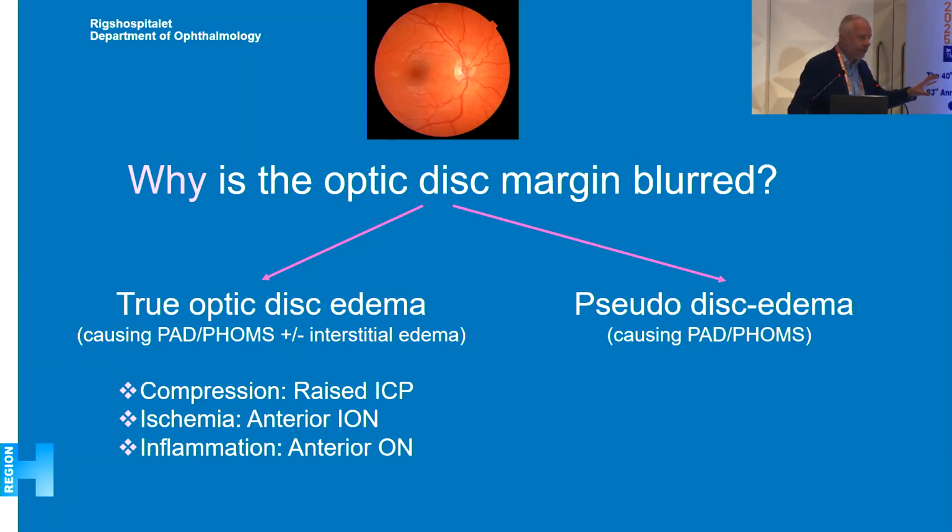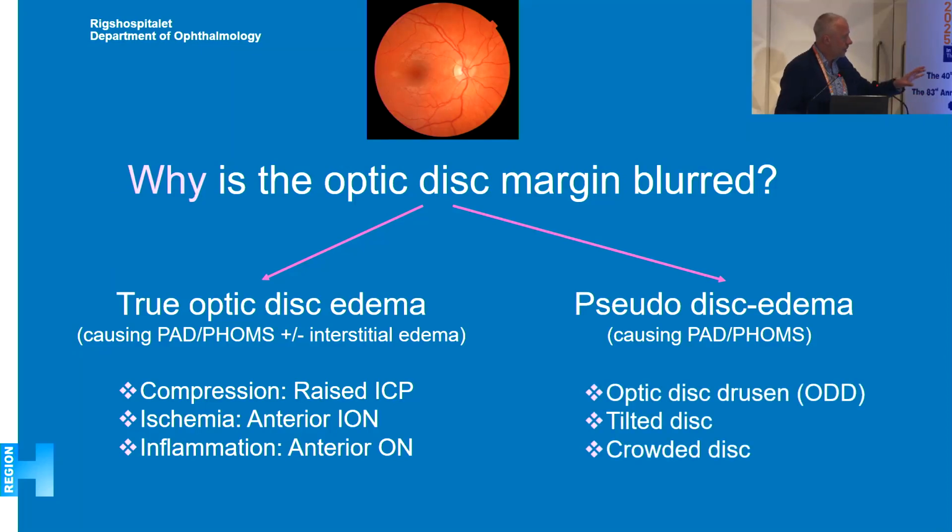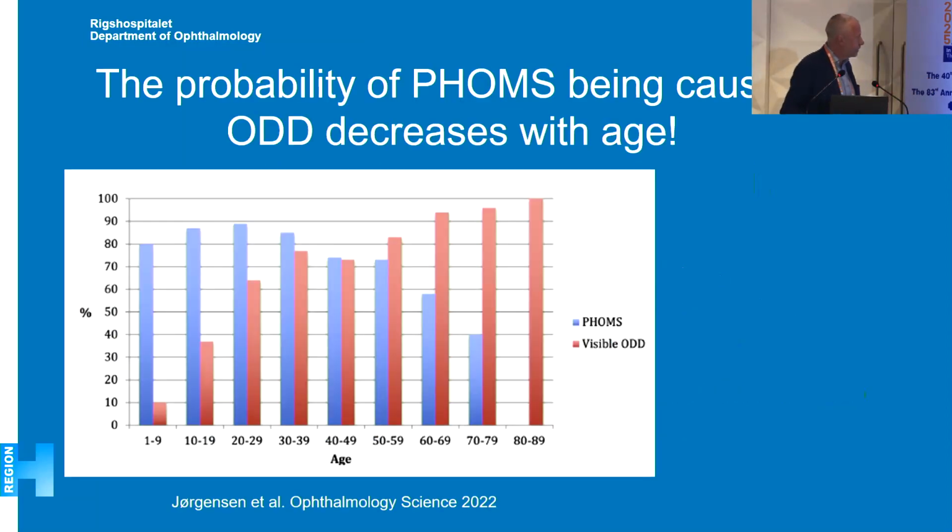The most common causes of true disc edema are compression, ischemia, and inflammation. And the most common causes of pseudoedema are optic disc drusen, a tilted disc, or a crowded disc. These two, the raised intracranial pressure versus the optic disc drusen, are the most common ones that you need to distinguish between. So it's kind of interesting if you look at FARMS.